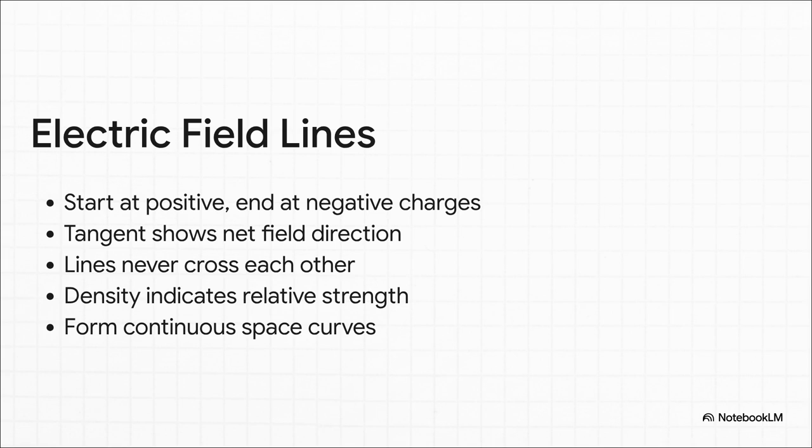Third, two field lines can never cross. If they did cross, it would mean the field has two completely different directions at a single point, which is obviously impossible. Fourth, the relative density, or how close the lines are to each other, indicates the strength of the field. Crowded lines mean a strong field, spread apart means it's weak. And finally, they form continuous space curves without any breaks.